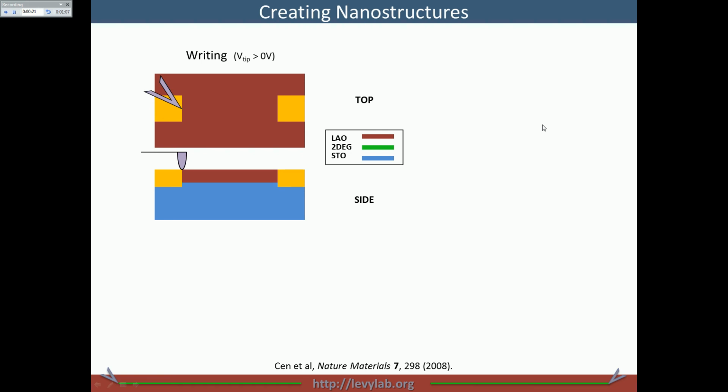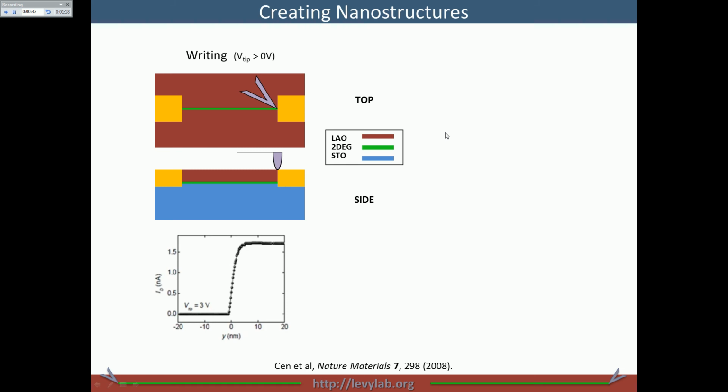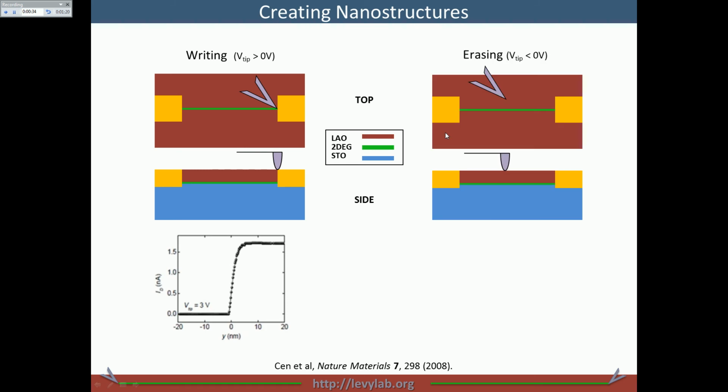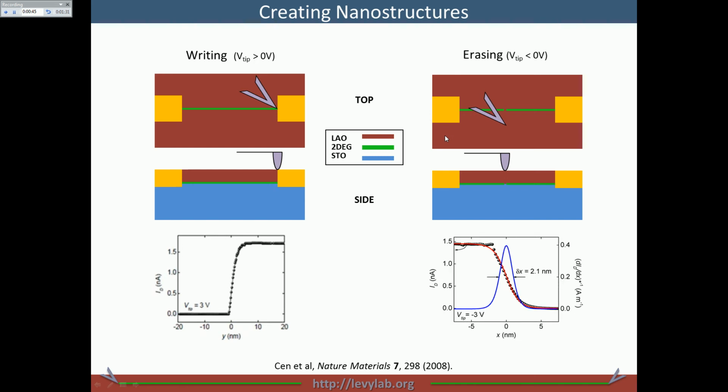So nanostructures can be created by using an AFM tip with a positive bias applied, and as the tip scans across the sample, a conducting nanowire is created. This nanowire can be erased either selectively or completely by scanning the tip with a negative bias applied. And by scanning the tip in different patterns, different structures are created.